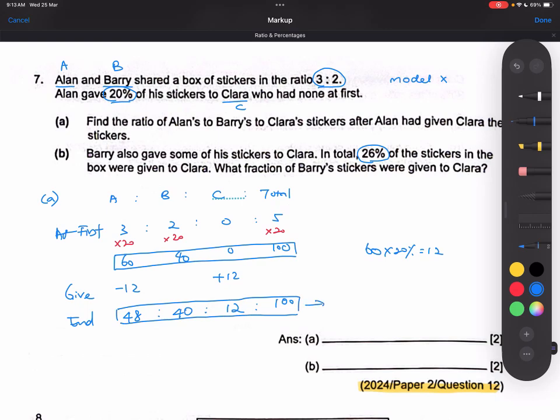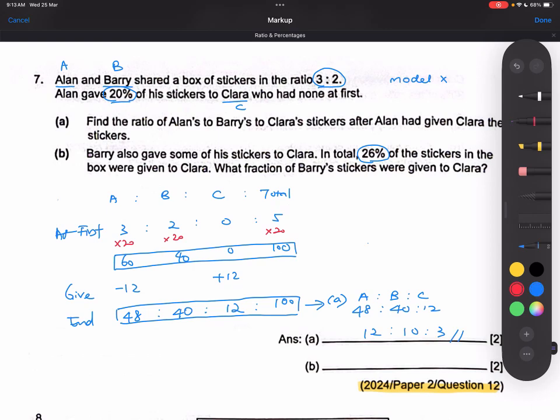It should be good enough for part A of the question. Find the ratio of A to B to C, which is 48 to 40 to 12. If you divide by 4, you'll get 12 to 10 to 3. And this is the answer for part A.